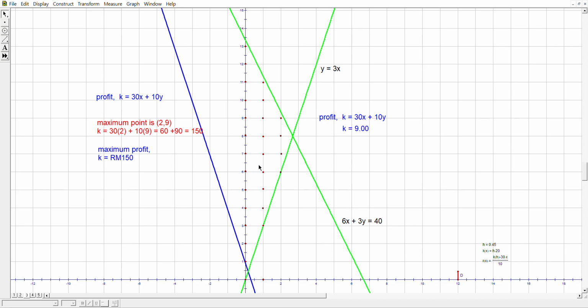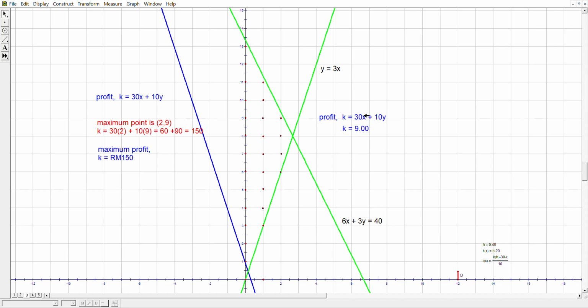Let's say for example, if I take this point here, it is 1, 6. It represents one table and 6 chairs. Here, this is 2, 7. It represents 2 tables and 7 chairs. So each point here represents a particular combination of chairs and tables that satisfy the inequality. So these two lines, y equals 3x and 6x plus 3y is 40, and this area here satisfy the two inequalities.